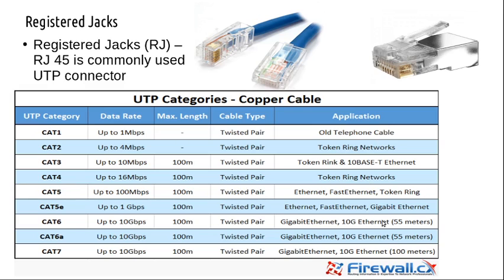For different types of networks of different speeds, there are different categories. Usually Cat 5e or Cat 6 is what we put in usual places. Category 6 is an unshielded one, UTP.